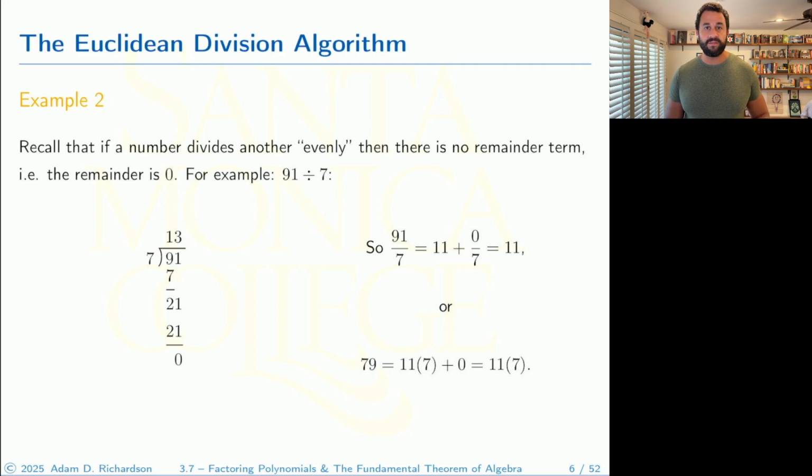And you'll remember that if a number divides another number, quote, evenly, then that means there's no remainder term. That's what we're getting in this case. So 91 divided by 7 leaves us with 13 and a remainder of 0. So we can fit 7 into 91 13 times, and we'll have nothing left over when we do that.